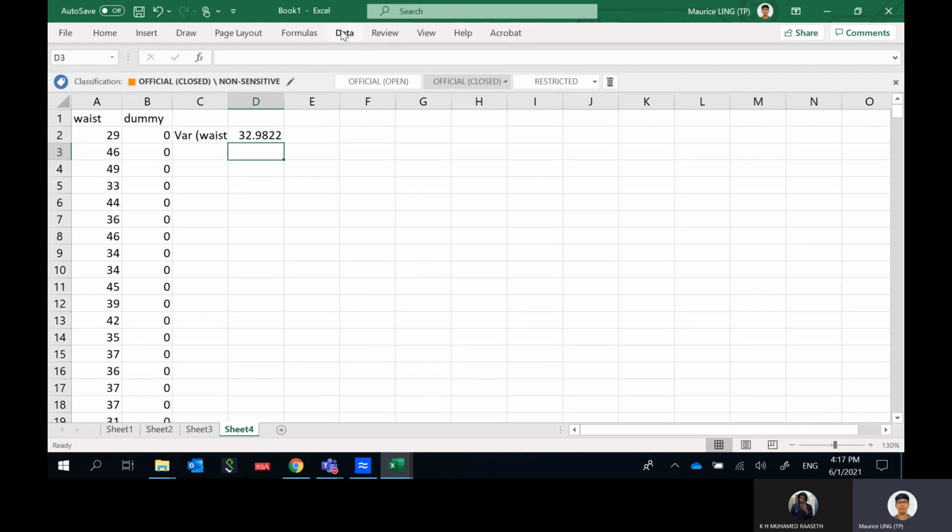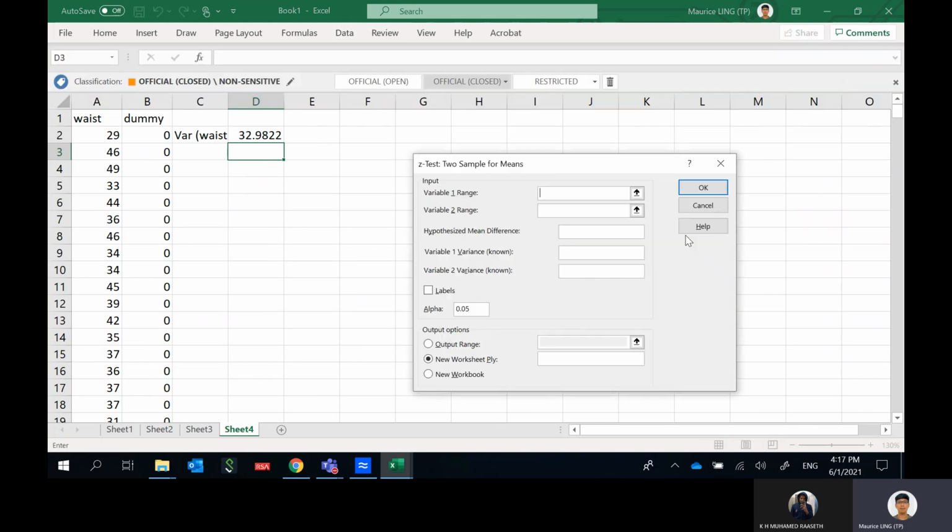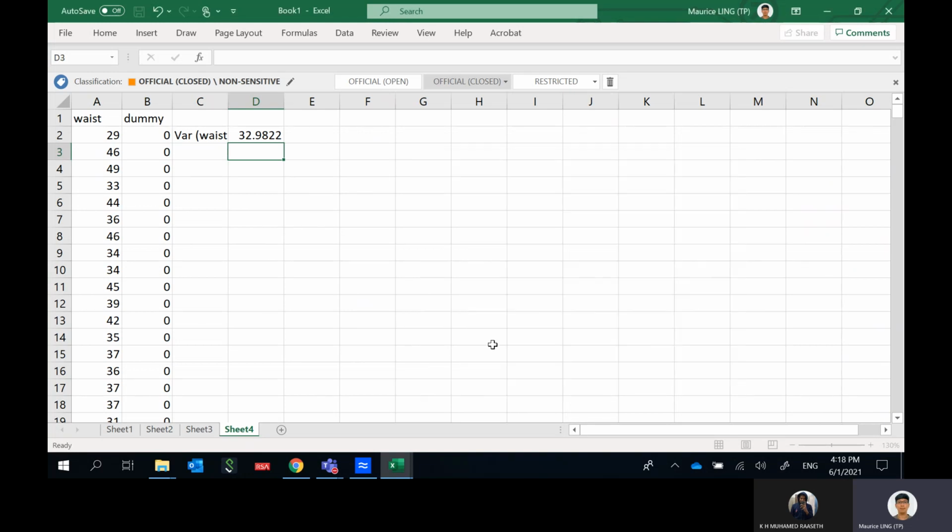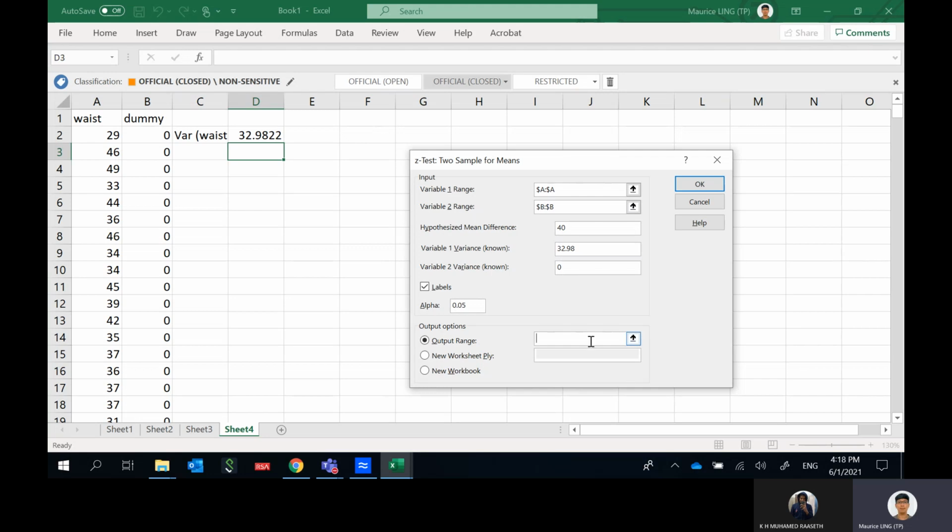So what you do is you go to the data analysis tab, and for sample one, you put in the variable one range and variable two range. The hypothesized mean difference is the same, so 40 inches. Variance one, you cannot even click, you have to type it in yourself. So you put in 32.98. Variance 2, what is the variance for all the zeros? Zero. You put in 0, it's not going to calculate either. Okay, you can try to put in 0. Then the labels, you have the labels, and the output range, let's say column F1.